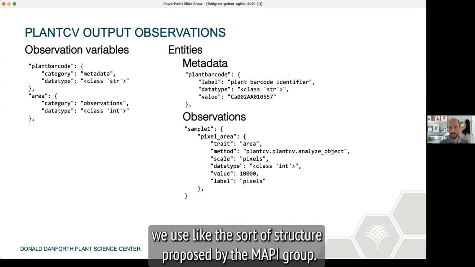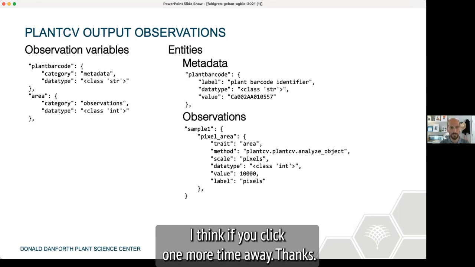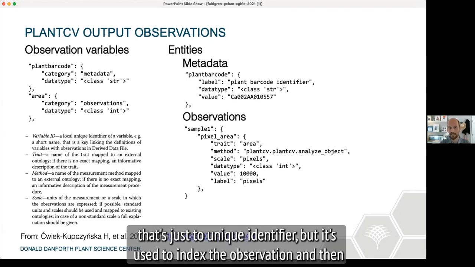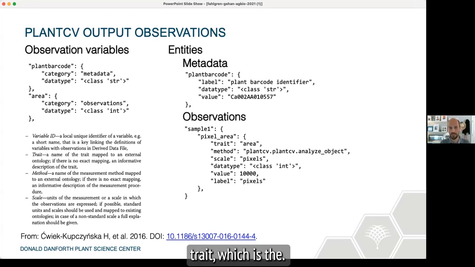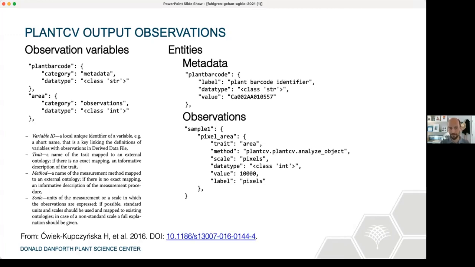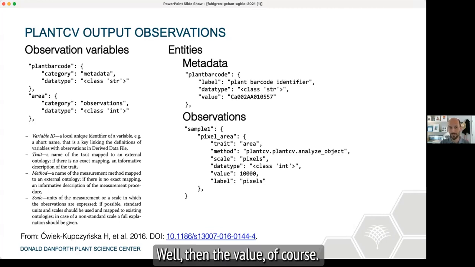we use the sort of structure proposed by the MIAPPE group. So we have a variable. I think if you click one more time, Malia. Thanks. So we have a variable ID that's just a unique identifier used to index the observation. Then the trait, which is the human readable name of the trait. The method, which in our case is which PlantCV function generated the observation. The scale, which is the units the observation is in. And then the value, of course.